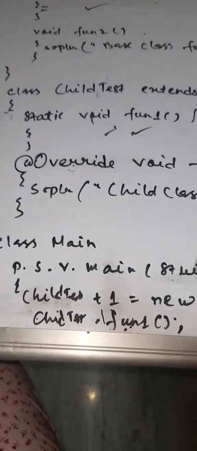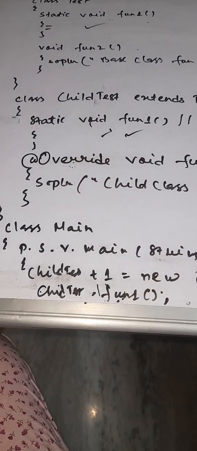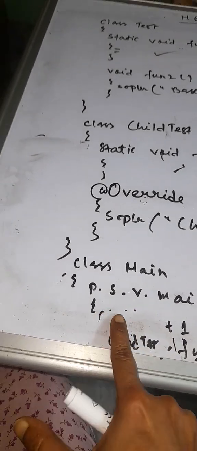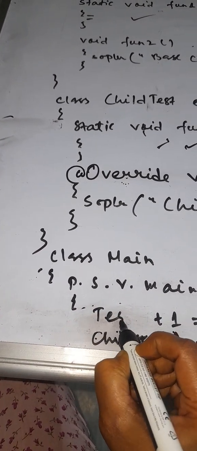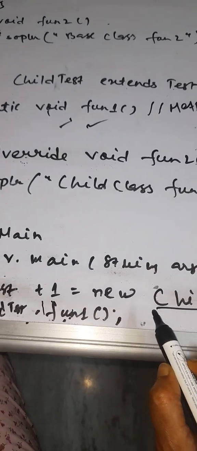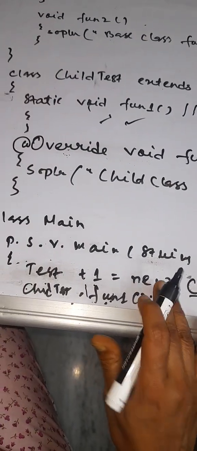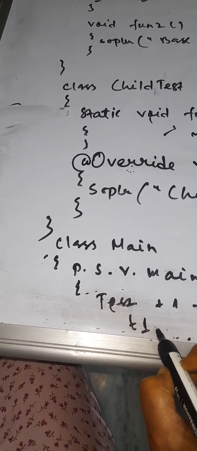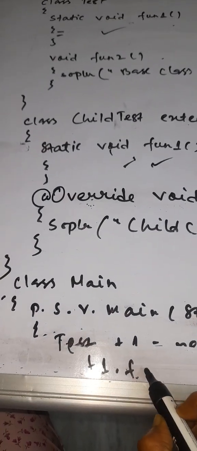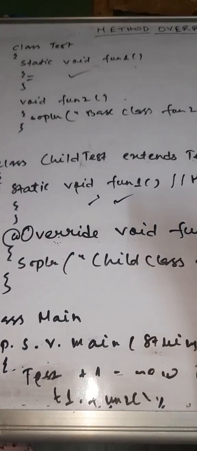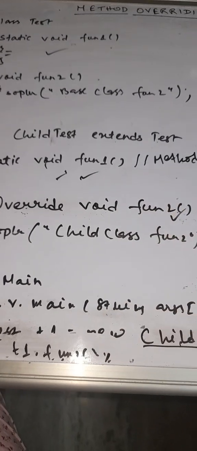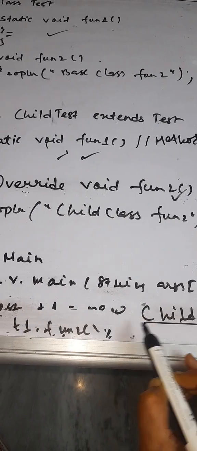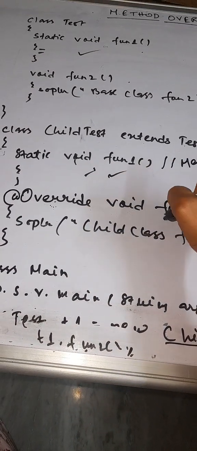Child test dot fun1. Then the child class function will be called. And if you want to call t1 dot fun2, where t1 is the reference variable which refers to the child class object, which function will be called? This fun2 function will be called. Why? Because this is already an overridden method, and t1 refers to the child class object, so t1 dot fun2 means this fun2 method will be called.